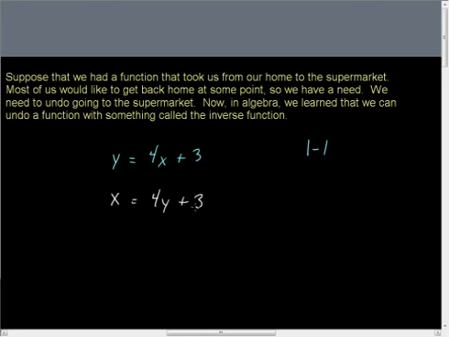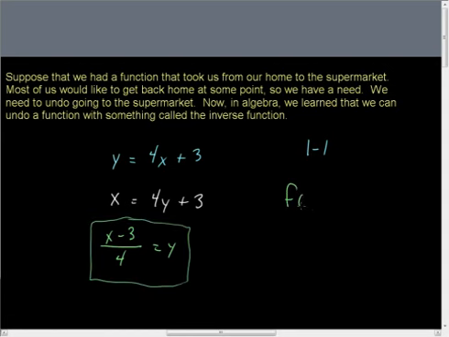this poses a reflection across the line y equals x. And therefore, if we solve for y, we can subtract 3 and divide by 4. That gives us y, and now we have something called the inverse function. So if f of x were 4x plus 3, its inverse function would be (x minus 3) over 4. That would undo it. It would get us back to where we're going.